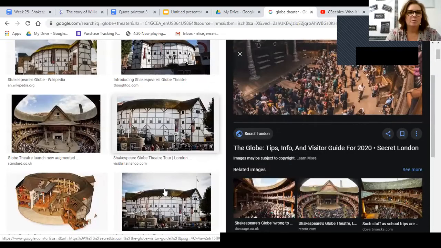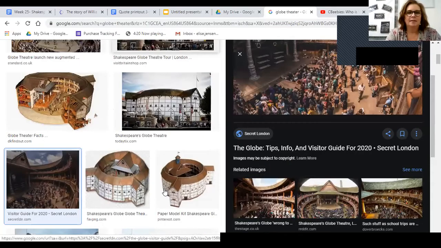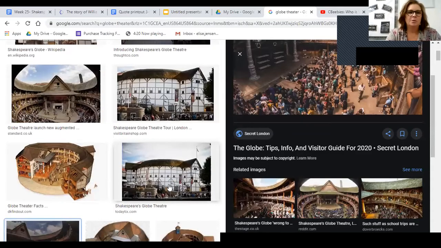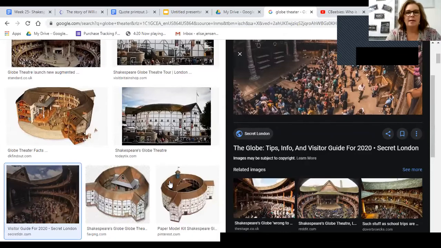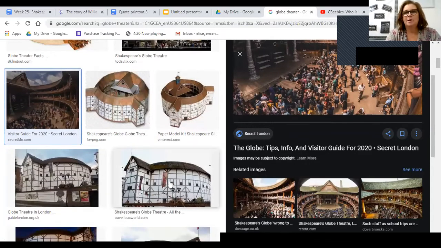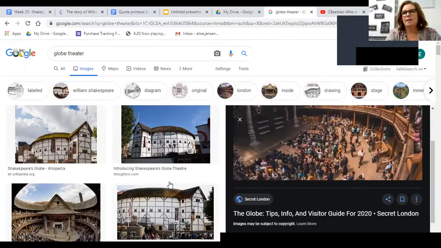Here's another couple of pictures of the Globe Theater. If you get permission, you can look through some pictures with your mom or dad or someone, and you can see these cutaways of what it might have been like to perform on stage at the Globe Theater, what that stage was like.